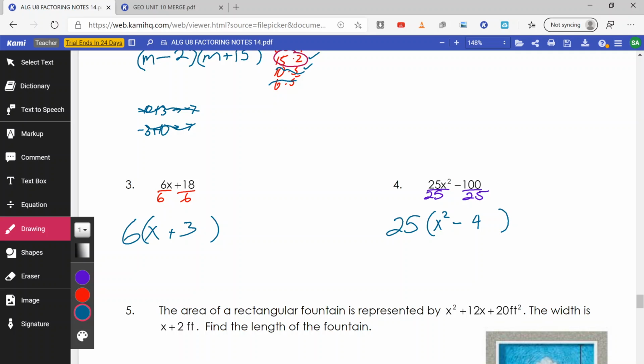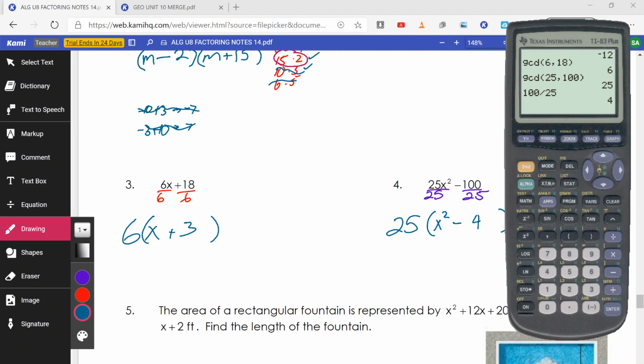So do we have 2 perfect squares? Well, x squared is definitely a perfect square. Is 4 a perfect square? And again, to check it, we can always take the square root of the number we're dealing with. So square root of 4, if I get a solid number, it means it is. So we get 2. So we do have a difference of 2 perfect squares.